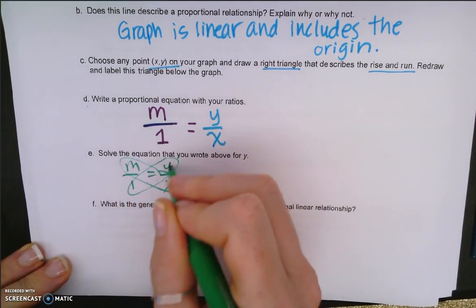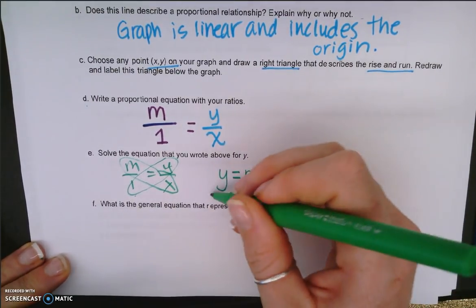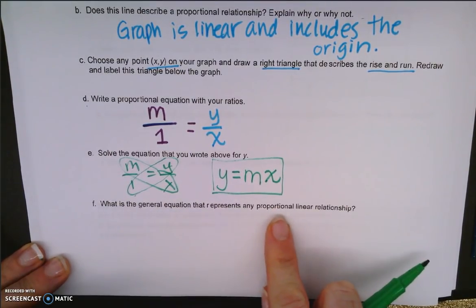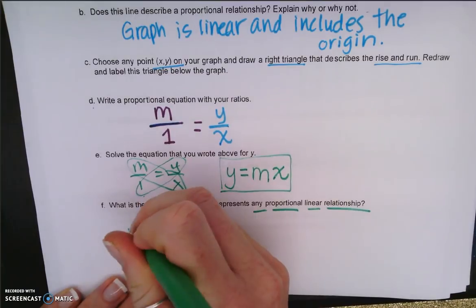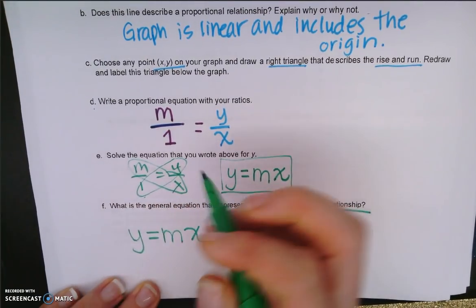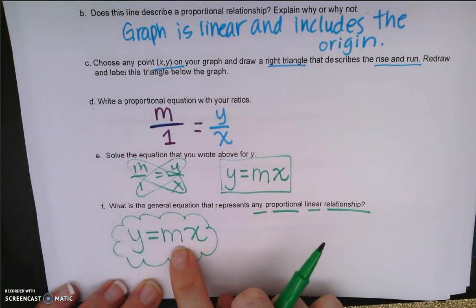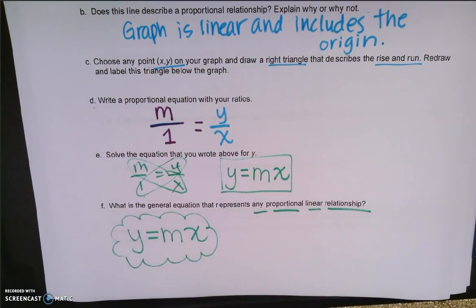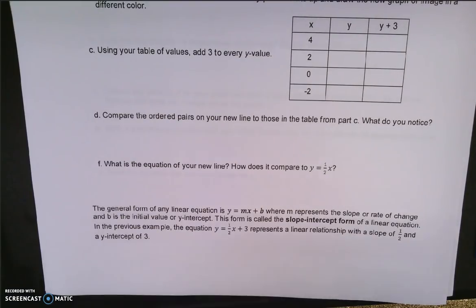Since I'm solving for y, I'm going to write y on the left. y equals mx. Seems pretty familiar, doesn't it? What is the general equation that represents any proportional linear relationship? That equation is y equals mx. I can look at any proportional equation and the coefficient of x is my slope of the line, m. Remember, little m represents the mountains, and x, y are every single coordinate on the line. Really nice job. Let's continue investigating this on the next page.